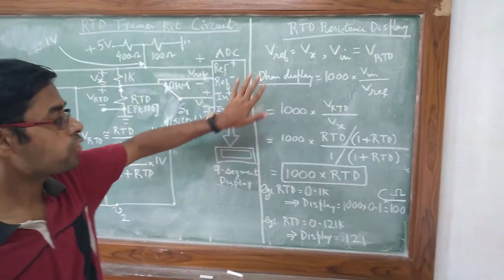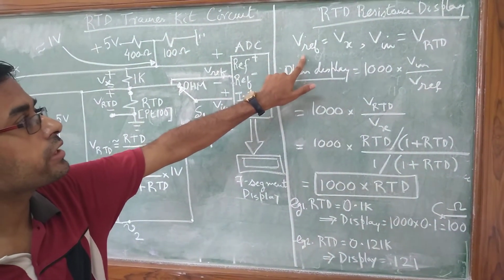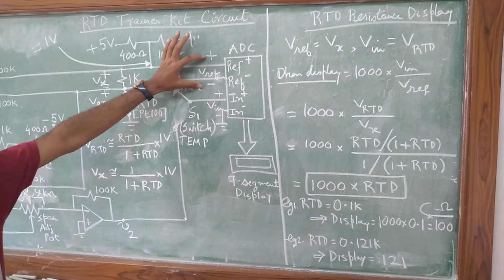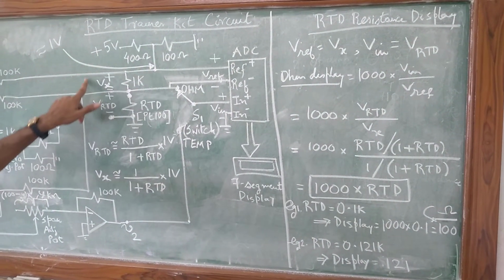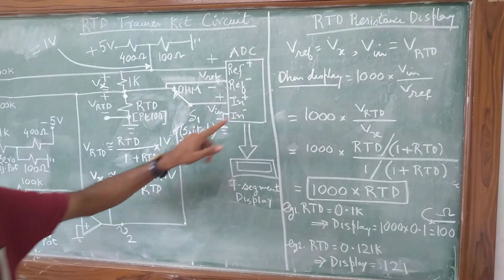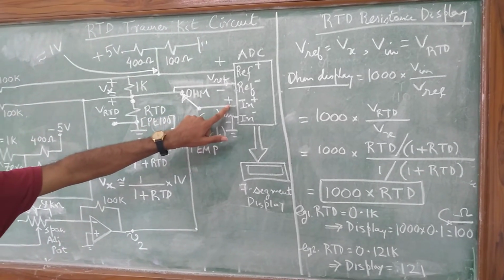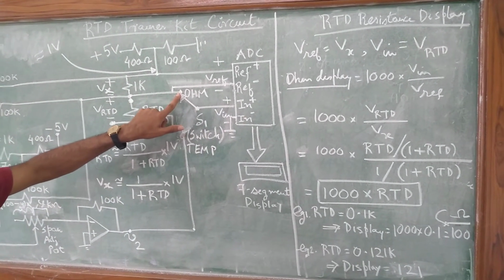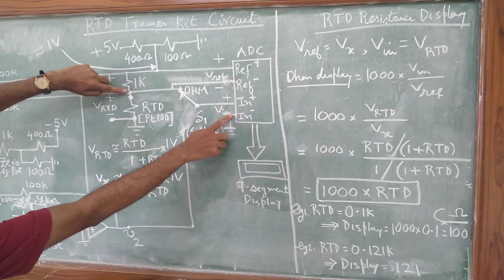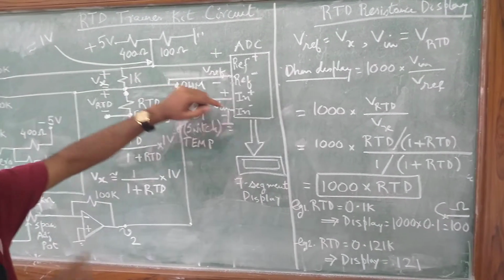So how do we go about finding that display value? You have Vref, which is the same as Vx. You have Vin, which is the same as the RTD voltage. So this is Vin, plus terminal is connected to this point, minus terminal is grounded. So the voltage between these two nodes is the same as the voltage across the RTD, which is VRTD.